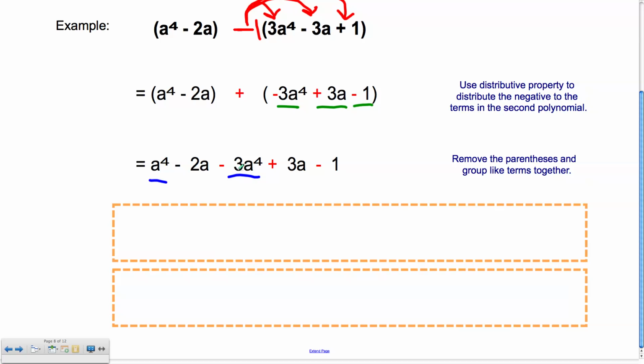We have a minus 2a. Remember, the subtraction sign in front of a term is part of that term. So that's not just 2a over here that I underlined. It's minus 2a. And then last but not least, we have -1.